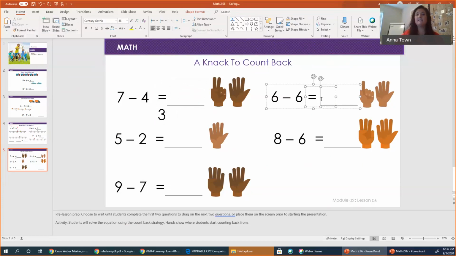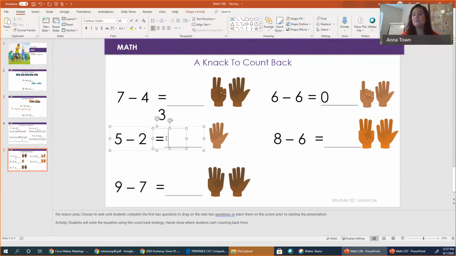6 minus 6. We're going to put 6 in our head, 6 fingers up, and count backwards. 5, 4, 3, 2, 1, 0. So if you have 6 things and you take all 6 away, you're left with 0, nothing.